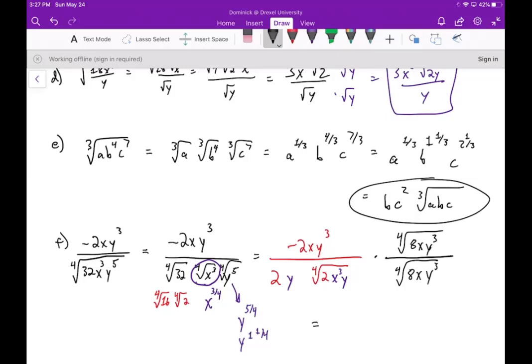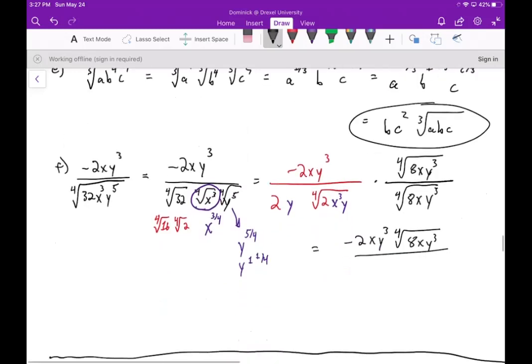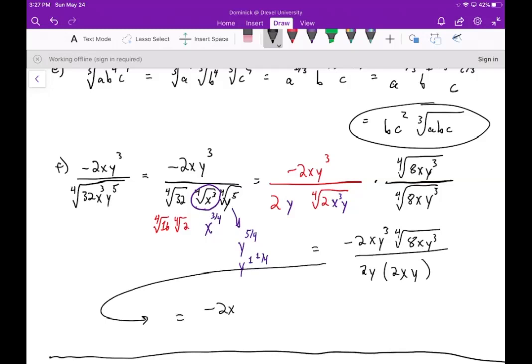So now if I do that, in the top, I just get negative 2xy to the 3rd, 4th root of 8xy to the 3rd. And then in the bottom, I'm going to get a 2y. And then this is going to become 4th root of 16, which is 2. And then I'm going to get a 4th root of x to the 4th, which is x. And a 4th root of y to the 4th, which is just y. So all the stuff in the top didn't change yet. And in the bottom, I'm going to get a 4xy squared.